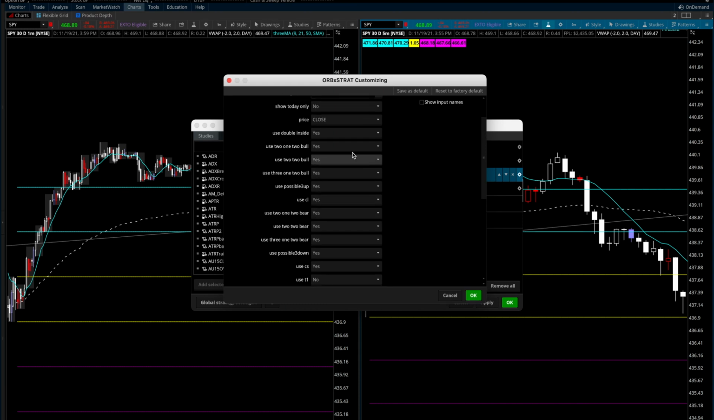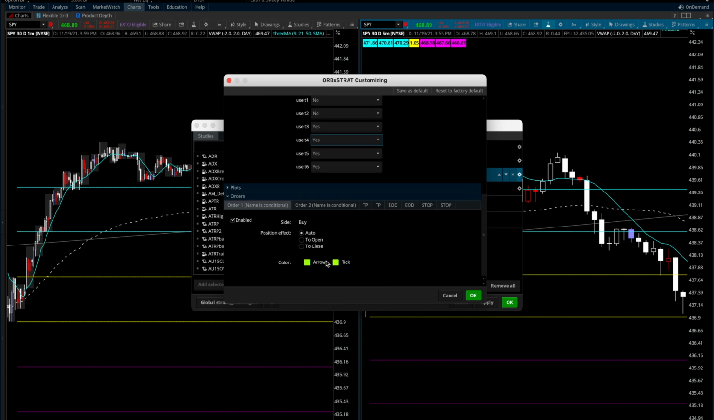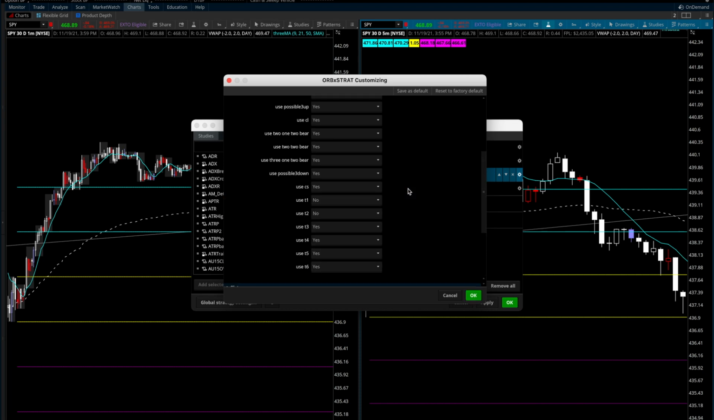Here you can pick if you just like trading double insides or 2-1-2s or 2-1-2-2s, 3-1-2s. Here's where you choose which strat setups it's looking for on the reversals. You can change all the colors down here of everything if you want, and that's pretty much that.